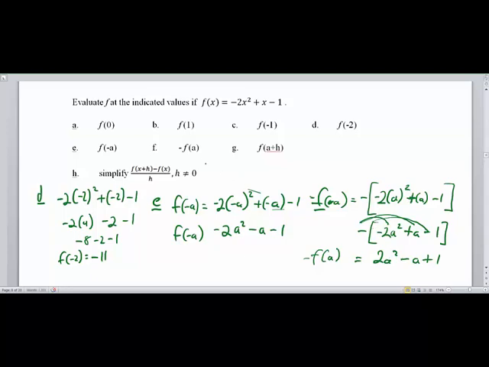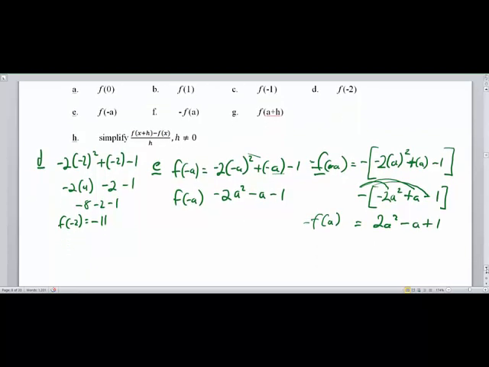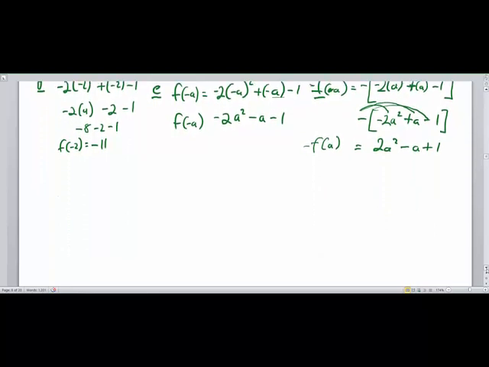Now g and h are going to be some major work here. So let's do g on the bottom half. And you're going to want to write pretty small to get these last two in here. So, okay, let me start off with g. Okay, so we have the f of a plus h. So we're going to put this binomial, a plus h, in for every instance of x in the original equation.